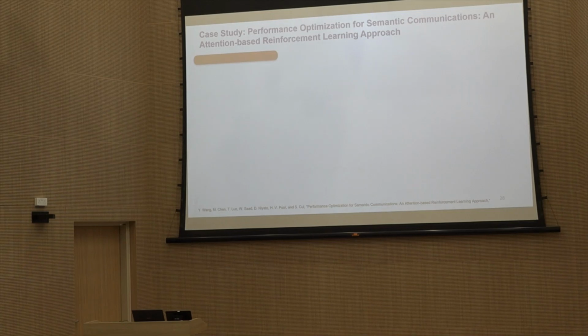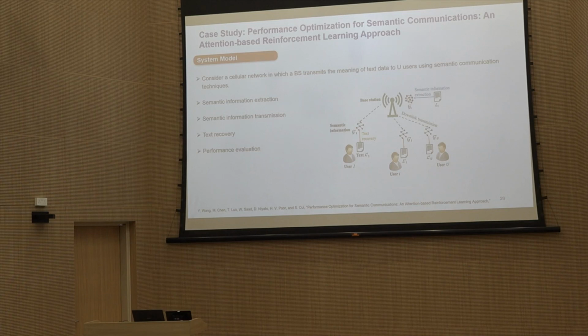Now we look at the case study, performance optimization for semantic communication with an attention-based reinforcement learning approach. In the system model, we consider a cellular network in which a base station transmits the meaning of text data to multiple users using semantic communication techniques. So we look at semantic information extraction, semantic information transmission, text recovery, and then performance evaluation. We look at the downlink transmission of the semantic information extracted from the original text, transferred to the user. The user will perform the text recovery.